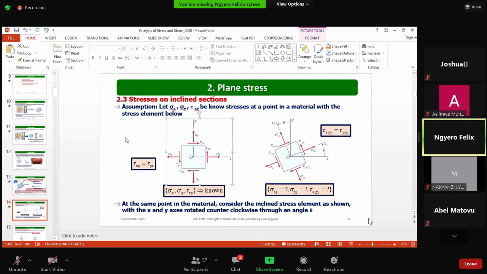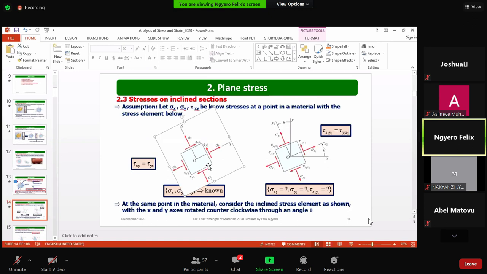The stresses will not be the same, okay? What will be given typically is the state of stress along this X and Y axis, and we call this the XY plane. The state of stress in this XY plane. What would happen if we rotated the axis, maybe by a certain angle, like that? Would these stresses be the same? Would they be the same or not?